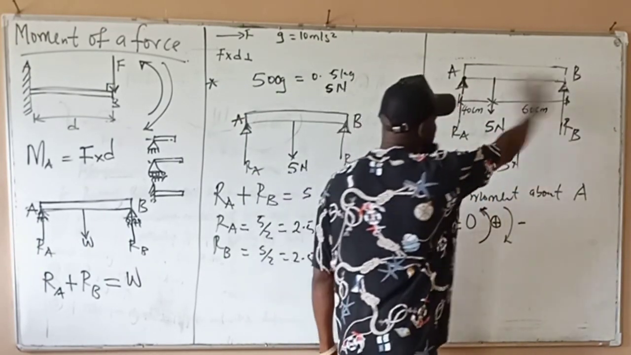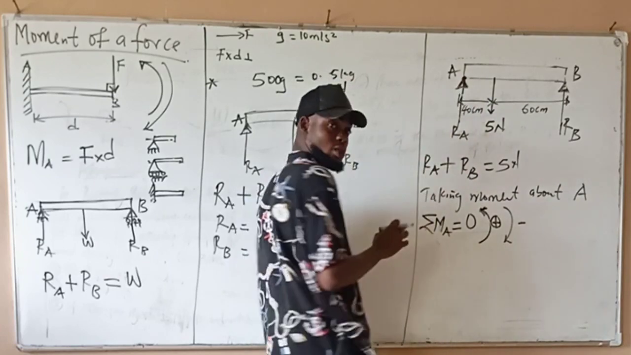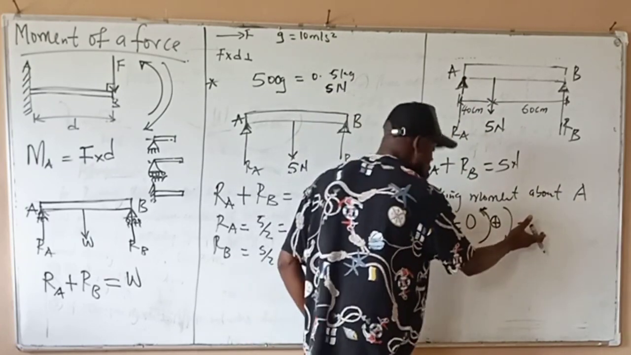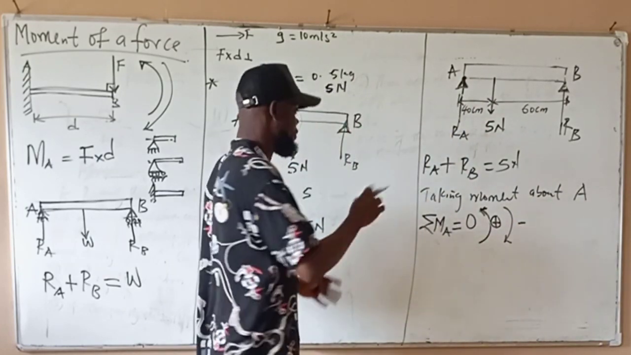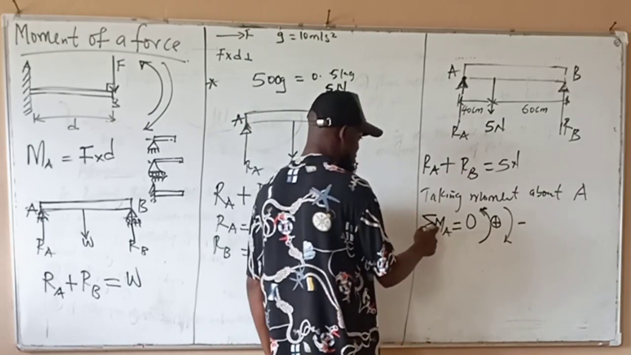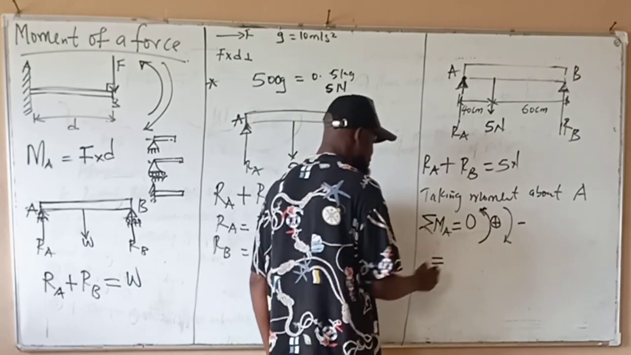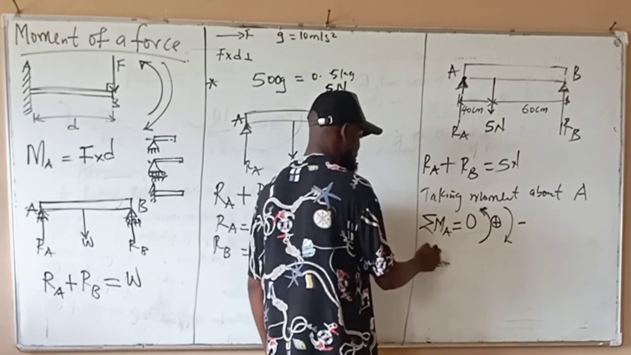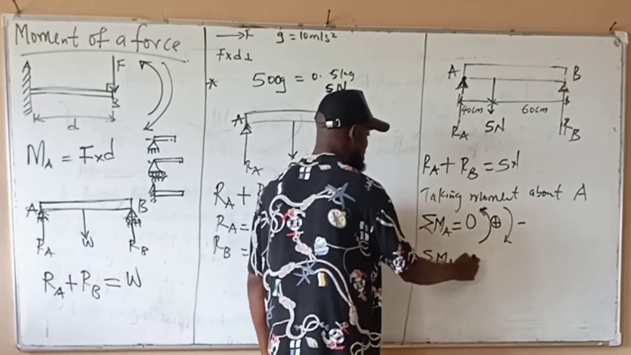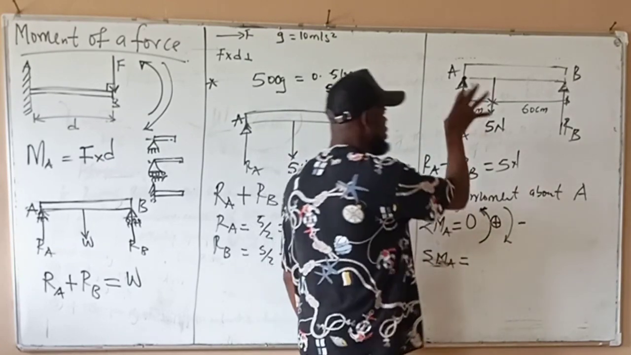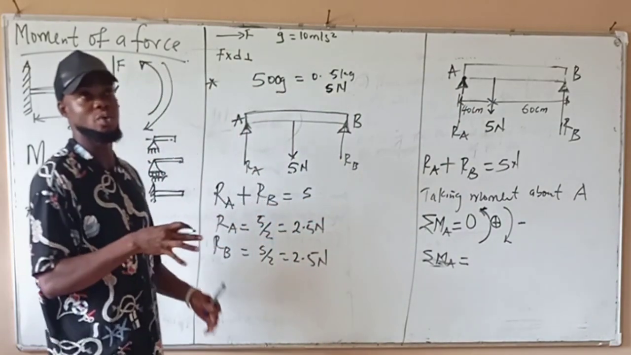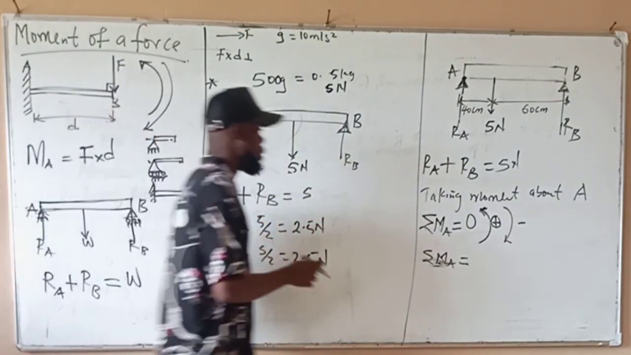Then we'll sum up all the moments about this point and put it to 0. That is when you use this rule. So the sum of moments about A must equal 0 for static equilibrium to be possible. So what are the moments about A?